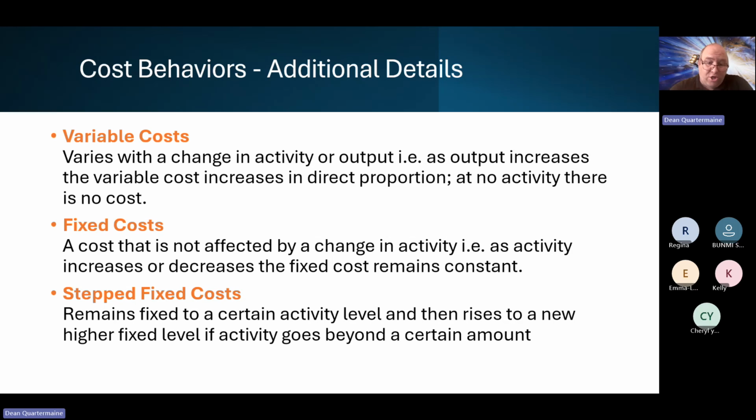Fixed cost is a cost that's not affected by a change in activity. So as activity increases or decreases, fixed cost remains completely constant. That's the total fixed cost. Obviously, the fixed cost per unit is going to change, either up or down, as volume increases or decreases. Stepped fixed costs remain fixed up to certain activity levels, then rise to a new higher fixed level if activity goes beyond a certain amount. So that's just a stepped graph that I just had on the slide 2 minutes ago.